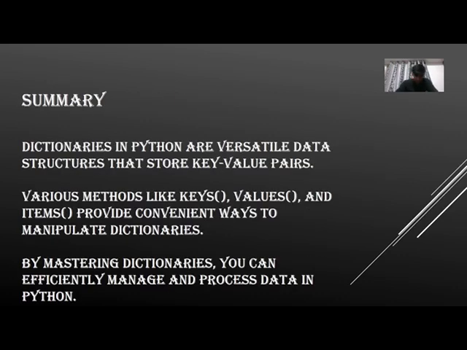Summary. Dictionaries in Python are versatile data structures that store data as key-value pairs. Various methods like keys, values, and items provide convenient ways to manipulate dictionaries. By mastering dictionaries, you can efficiently manage and process data in Python.